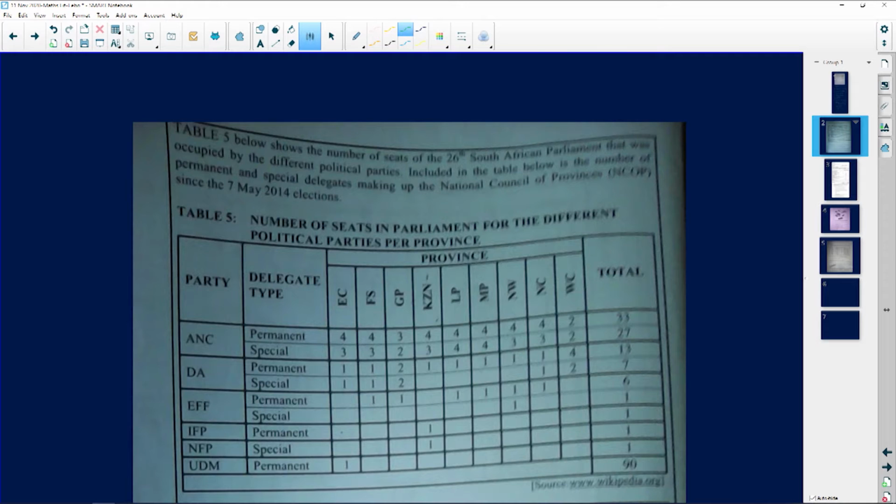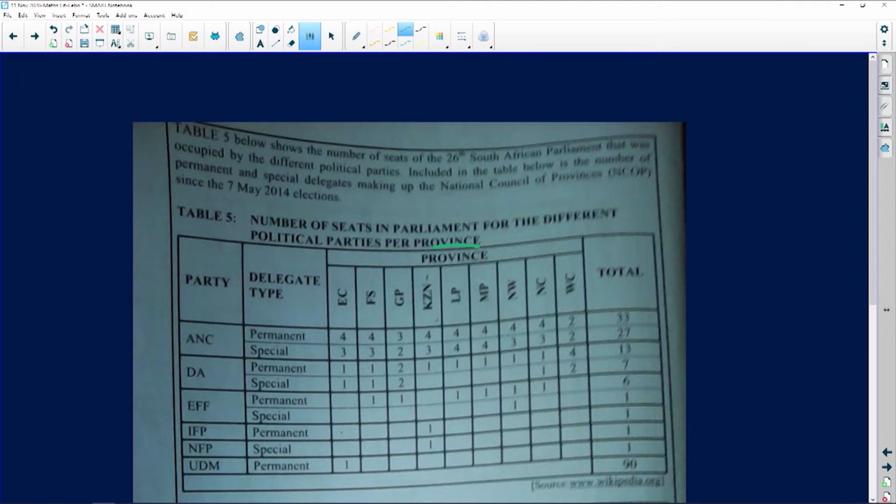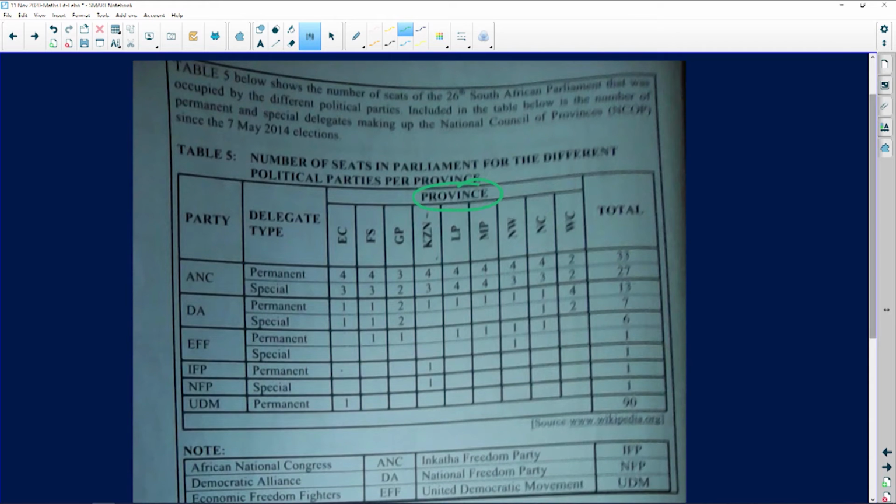So we can see that this is Parliament, and it says here number of seats in Parliament for the different political parties per province. We've got the provinces up here. These are the provinces that we are working with. On the side here, we've got the parties, and then we've got the delegate type. So we've got permanent, special, and so on. So we're going to see how we need to use that. And then as usual, we have the total happening over there. Always know how to interpret these type of questions.